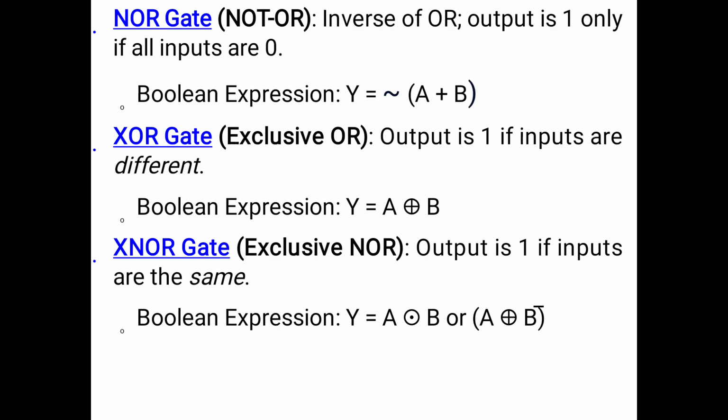NOR gate. It is NOT of OR gate or inverse of OR gate. Output is 1 only if all the inputs are 0. It is expressed as y is equal to inverse of a plus b.